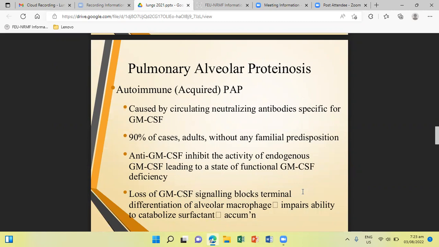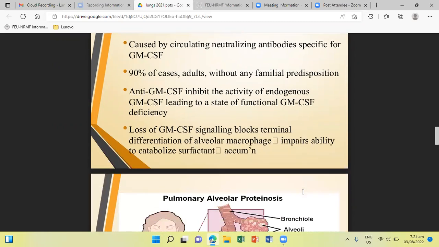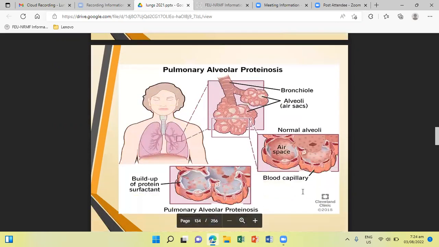Autoimmune PAP is caused by circulating neutralizing antibodies specific for GM-CSF. It occurs primarily in adults, around 90% of all cases of PAP, and it lacks any familial predisposition. So, assay of this antibody can also be done. Loss of GM-CSF signaling blocks the terminal differentiation of alveolar macrophages, which impairs their ability to catabolize the surfactant. So as a result, you are expecting it to accumulate within the alveoli as pinkish proteinaceous material.